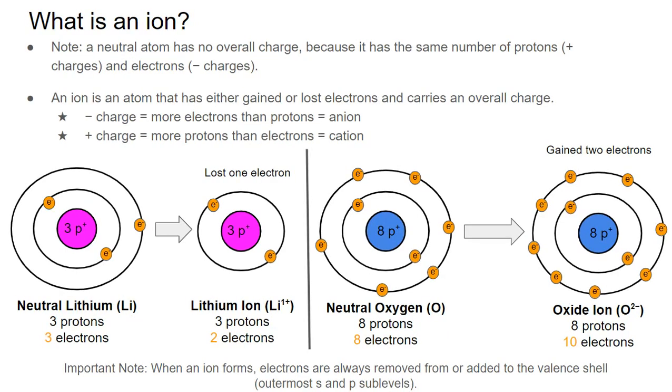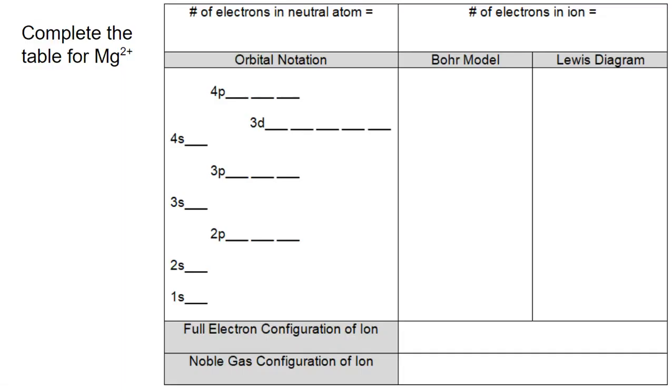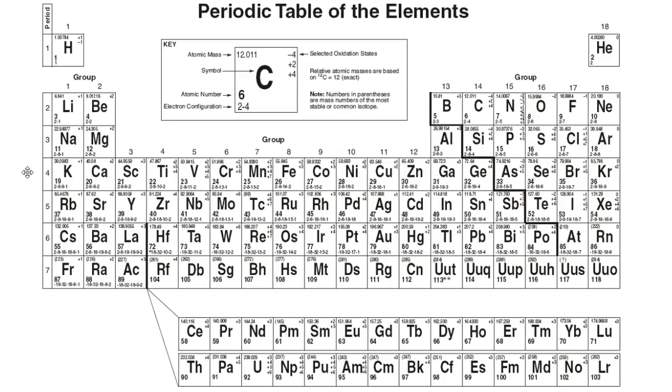Let's go ahead and look at some examples of how to do electron configurations for ions. So here we are asked to complete the table for the magnesium +2 ion. Okay, and we'll go through this together. Now, the first box in this table is number of electrons in the neutral atom. To find that, we need to go to the periodic table, and we will look up magnesium, which is located right here. And magnesium is element number 12.